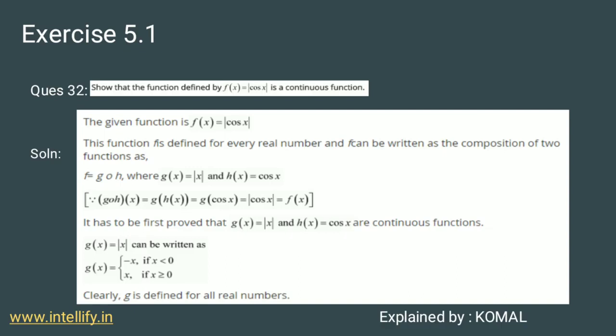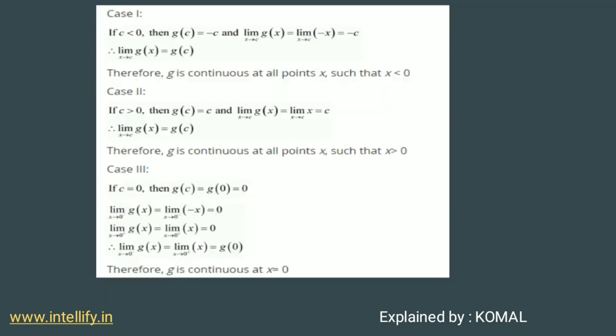So g(x) = |x| can be written as g(x) = -x if x is less than 0, and g(x) = x if x is greater than 0. Therefore g is defined for every real number. Now case 1, when c is less than 0, then g(c) is equal to -c, and the limit as x approaches c of g(x) is equal to the limit as x approaches c of -x. Now just passing the limit we get -c. Therefore the limit of the function is equal to the value of the function. Therefore g is continuous at all points such that x is less than 0.